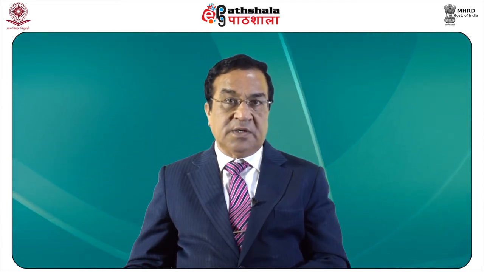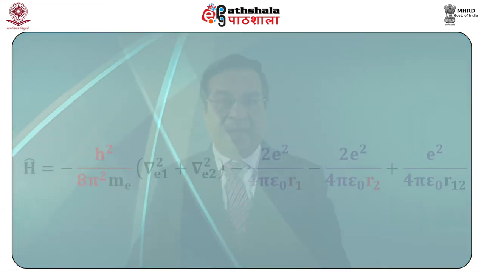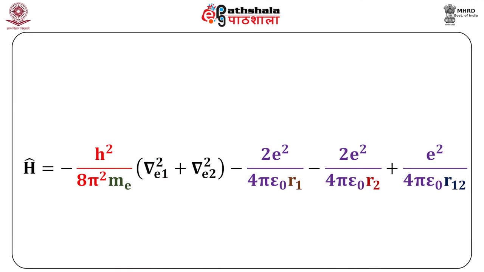Now, we have studied that this is the total Hamiltonian of the helium atom. If we want to solve the Schrodinger equation for the helium atom, one of the first assumptions which we make is that we consider the nucleus to be fixed at the origin. And there is a justification, because the mass of the nucleus is much, much larger than the mass of the electron. And once we fix the nucleus to be stationary, then its kinetic energy term vanishes, and therefore the Hamiltonian reduces to this form, as you can see here.